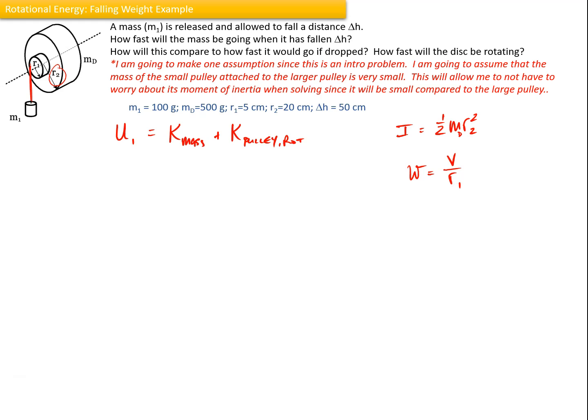And now again, we can expand our equations. For our potential energy, since I called the height delta h, this is just going to be m g delta h. Now we have to be careful. The thing falling is mass 1, so make sure we don't forget that subscript. And that is going to equal 1/2 mass 1 v squared, the kinetic energy of the falling mass, plus 1/2 I of the disk times omega squared.